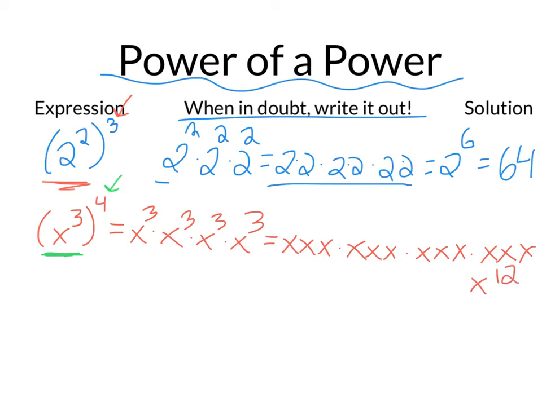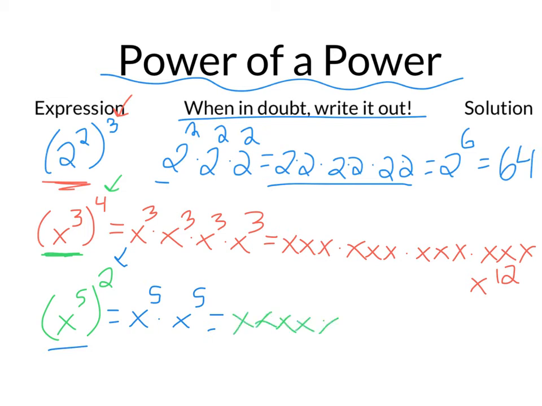Alright, and then if I have x to the 5th squared, once again, the exponent tells me I have 2 of those. So x to the 5th times x to the 5th. What that means is 1, 2, 3, 4, 5. Boom. 1, 2, 3, 4, 5. How many total x's? X to the 10th.